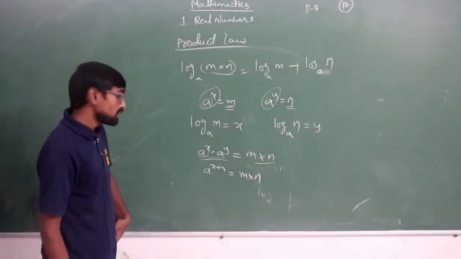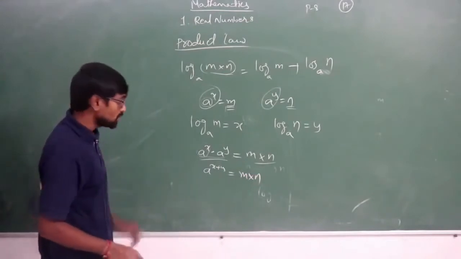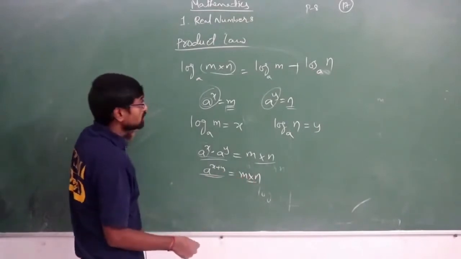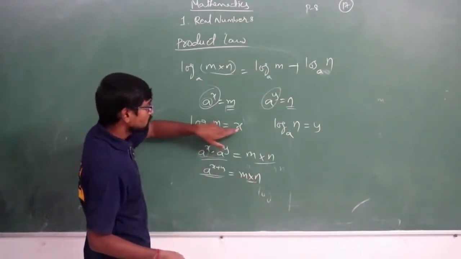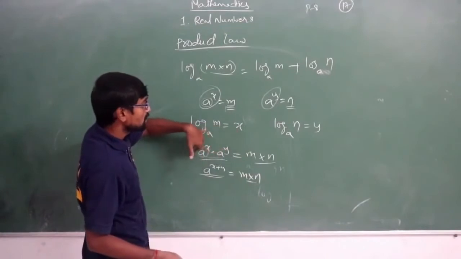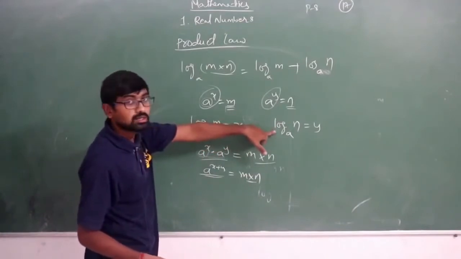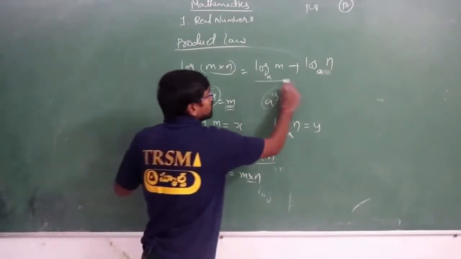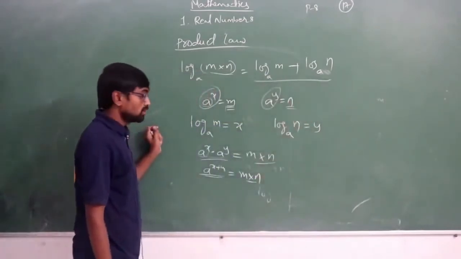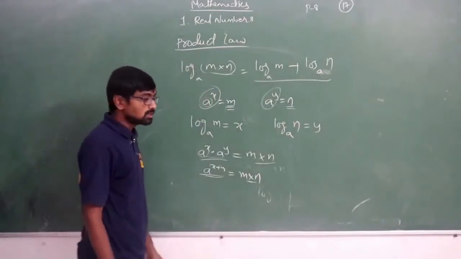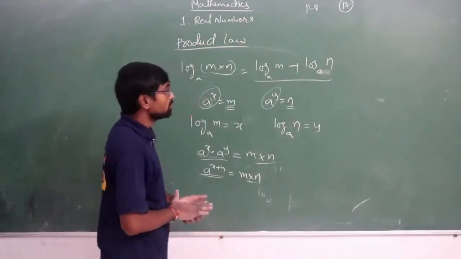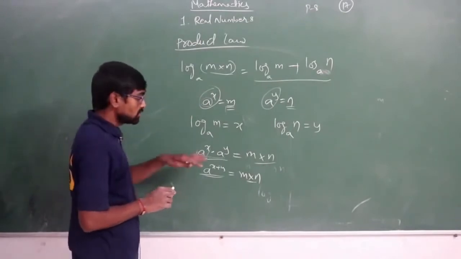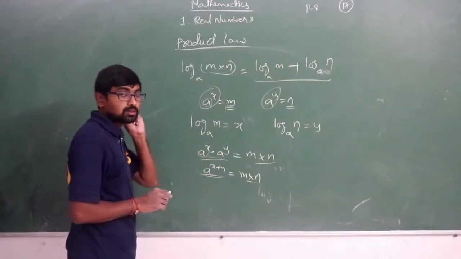Now whenever I convert these into logarithmic form, what will I get? What is the x value here? Log base a m, and what about the y value here? Log base a n. And whenever I convert, I will be getting log base a m plus log base a n. So such things you have to remember. Hope you all understood, isn't it? So like this you will be getting that.